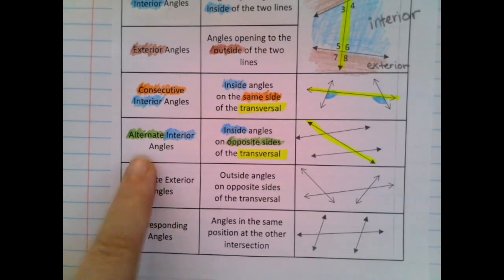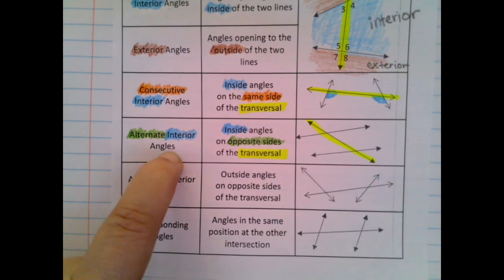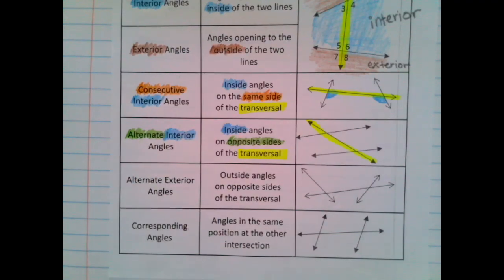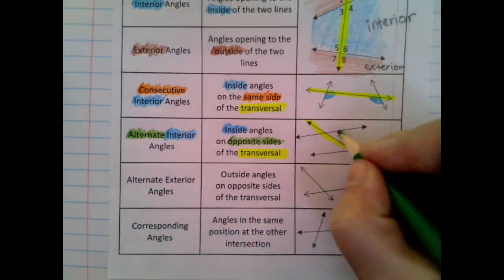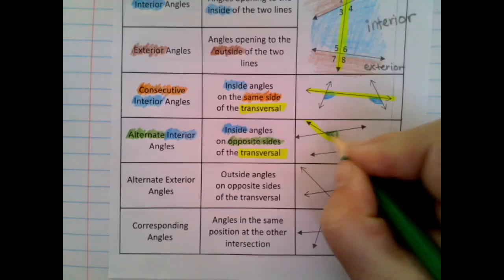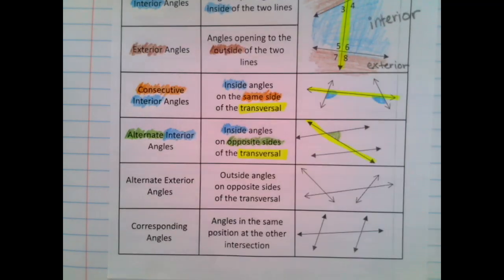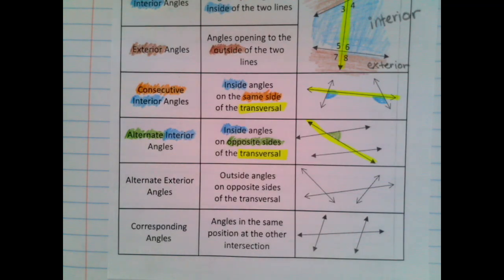I'm looking for alternate interior. So I'm looking inside. Okay, I'm going to just pick this one first. I just needed an inside angle to start with. Now there's two separate pairs of alternate interior. There's not just one. So on your homework today, when it asks you for alternate interior angles, there's two correct answers. You can do either one.